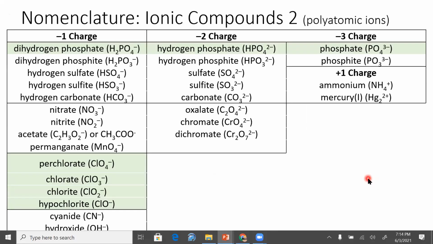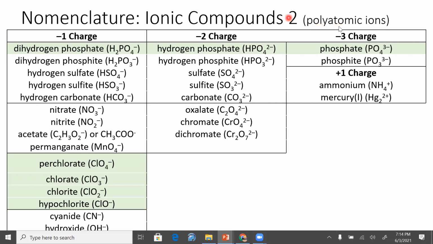So the next thing we're going to do is talk about another type of nomenclature for what we're going to classify as ionic compounds group 2. And these are ones that contain what are called polyatomic ions. Polyatomic ions are ions that are made of more than one atom. Poly means many. They have a charge and they're made up of more than one atom.